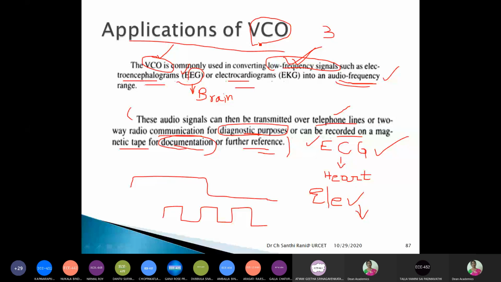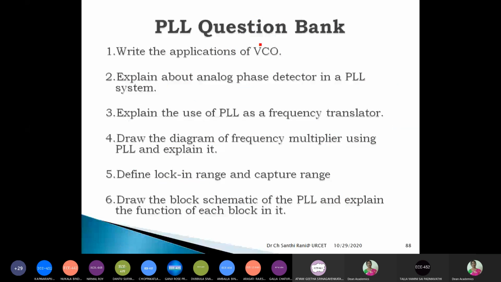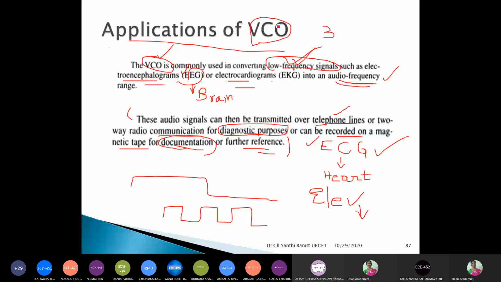You please write all this in your own words in the examination. So with this, I can say we have completed the voltage controlled oscillator. Let me stop recording, because all this VCO is over.